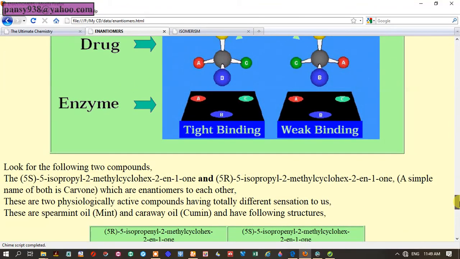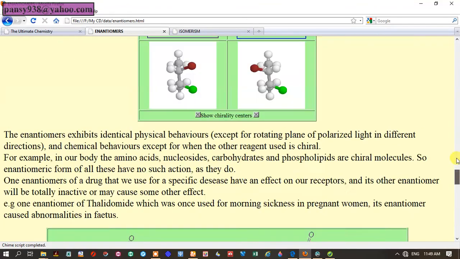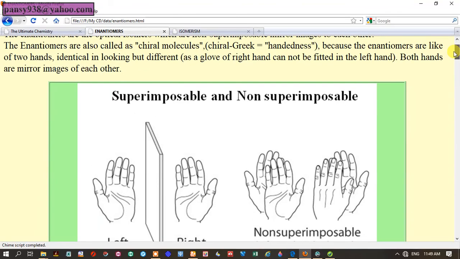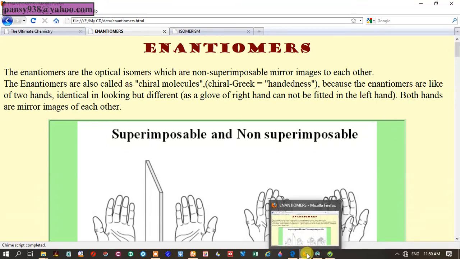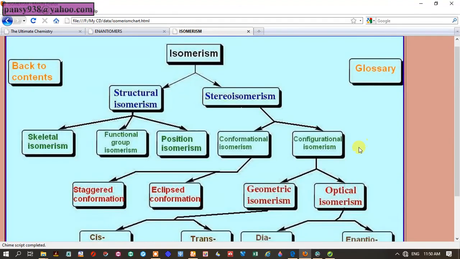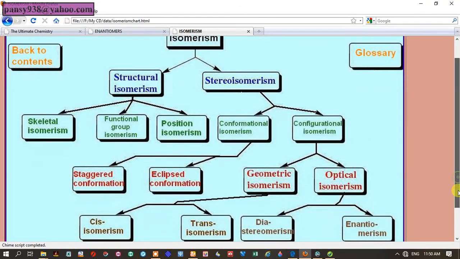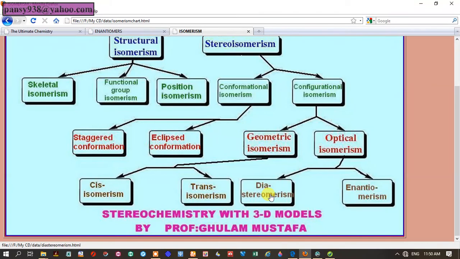Hope you have a good understanding of what enantiomers are and how they are different. We have talked a little about the difference between enantiomers and diastereomers too in this lecture, and diastereomerism will be our separate topic. We will discuss diastereomerism in detail in our coming lecture.